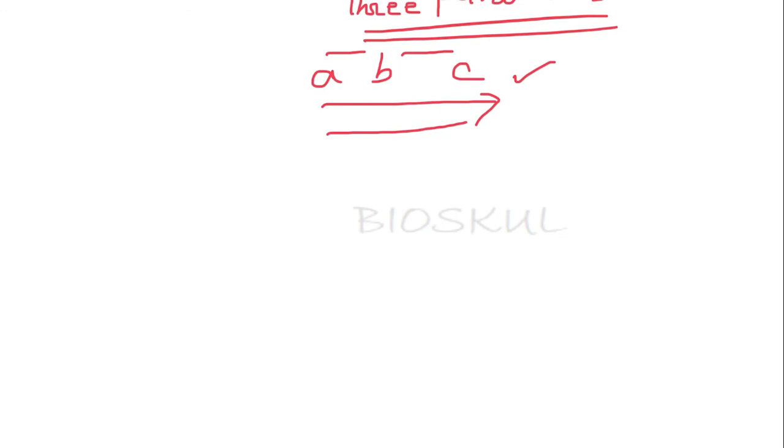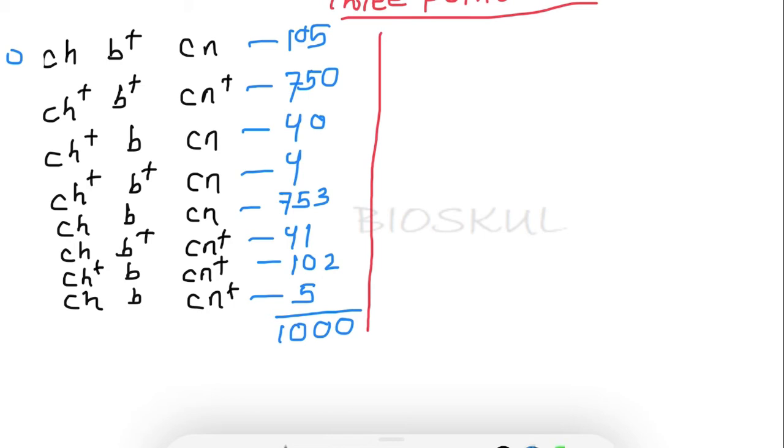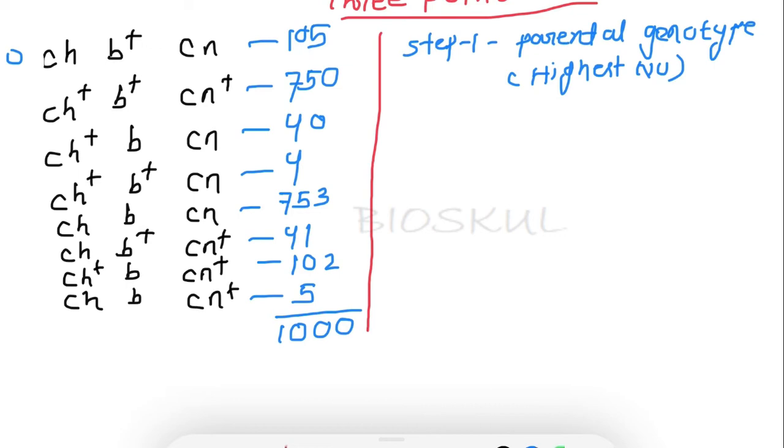So this is the question and we will solve it. First, for solving this type of question, a three-point cross, we have to find out the parental genotype. So step one is to find out the parental genotype. How can we find out the parental genotype? Remember, the parental genotype always has the highest number. So from this question, which one has the highest number? This one. These are the parental types, 750 and 753.